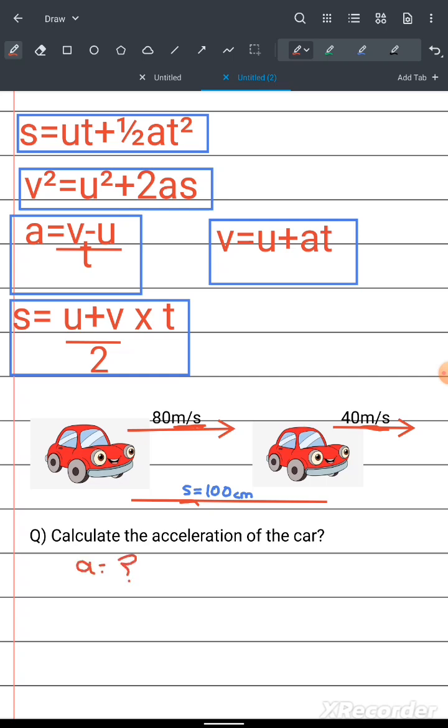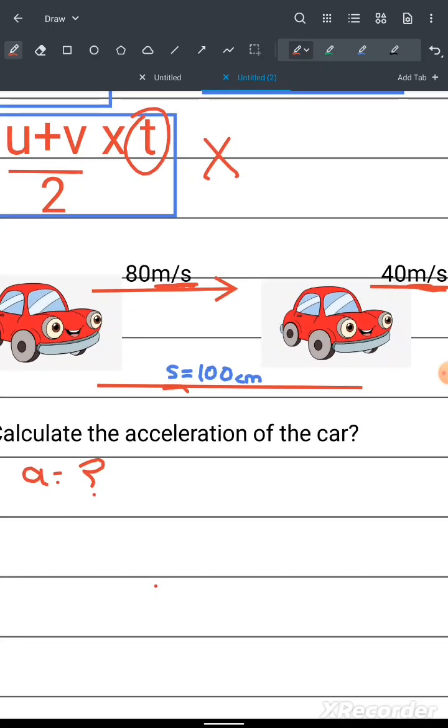So now, which formula can we use? Do we have time given anywhere in this equation? No. So we can't use this one because it has time, nor this one, or this one, or this one. That leaves us with only one equation, which is v square equals u square plus 2as. So let's write that down. v square equals u square plus 2as.